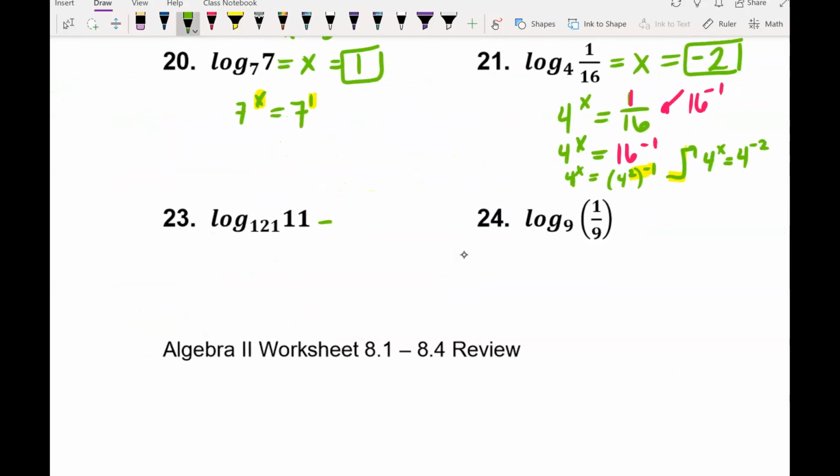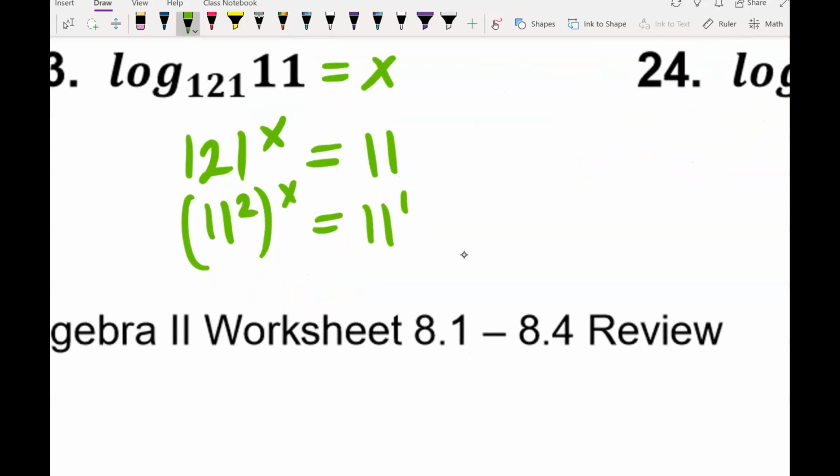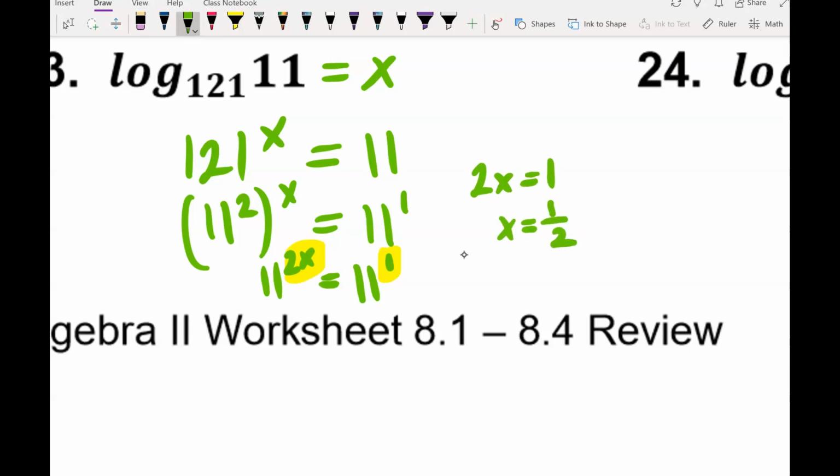Number 23. If I'm asking what does this equal, I'm asking 121 raised to what power equals 11? Well, 121 is really 11 squared. So if I rewrite this as 11 squared raised to what power is equal to 11 to the first? Remember, when you raise an exponent to an exponent, you multiply. So I'm asking 11 raised to 2 times what value will equal 11 to the first? Once I have this and this, I can just set up the equation. 2x is equal to 1, so x is equal to 1/2. And so that answer is 1/2.